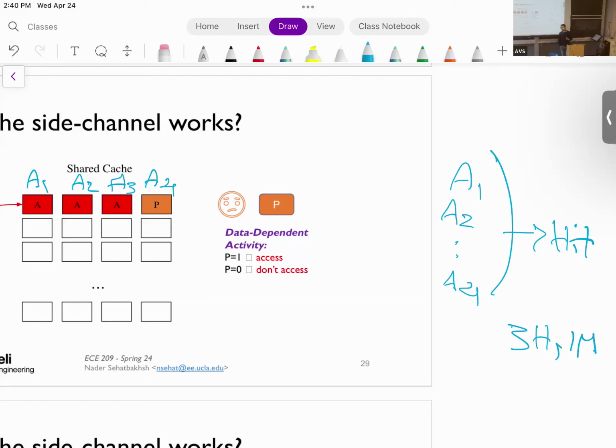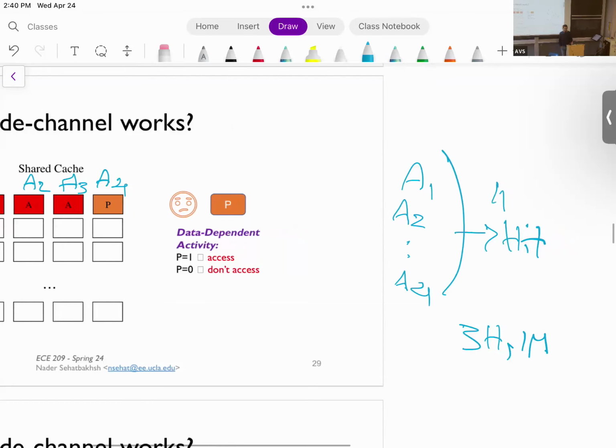How do we extract values from this? If all of them were hits, it means that the victim didn't access the cache. In other words, P was equal to 0. If 3 of them were a hit and 1 of them was a miss, it means that the victim accessed the cache. In other words, P was equal to 1, okay?